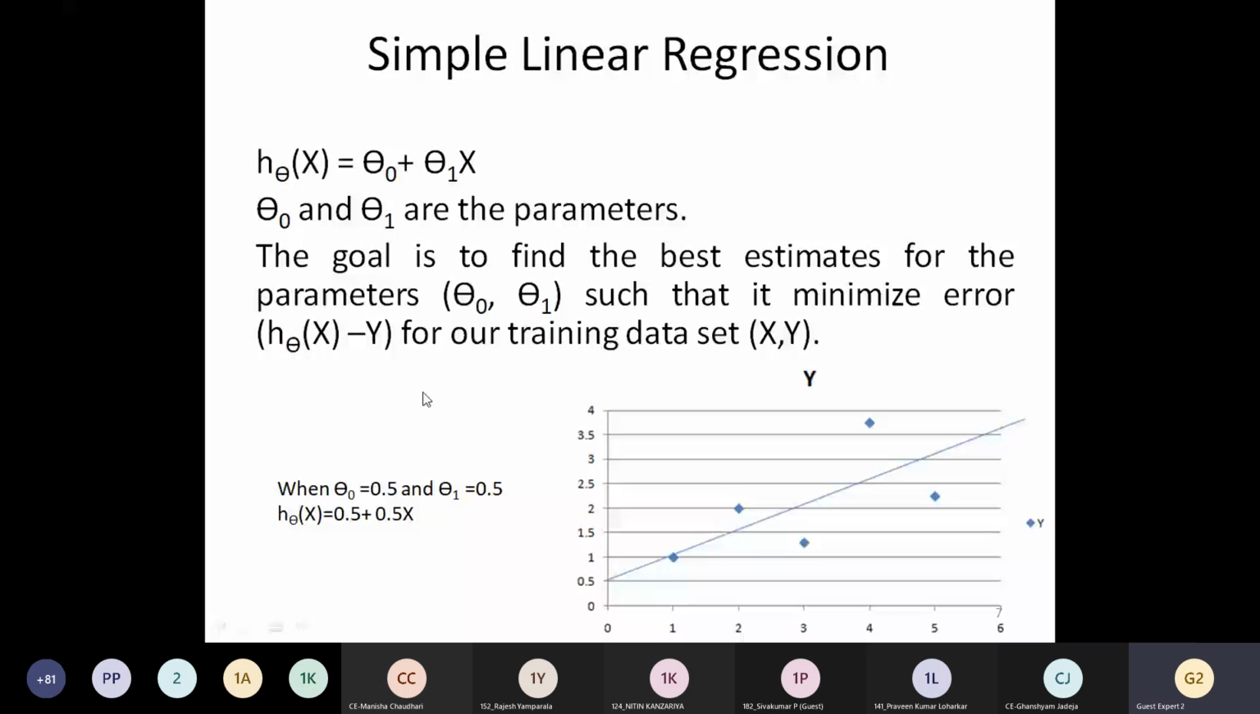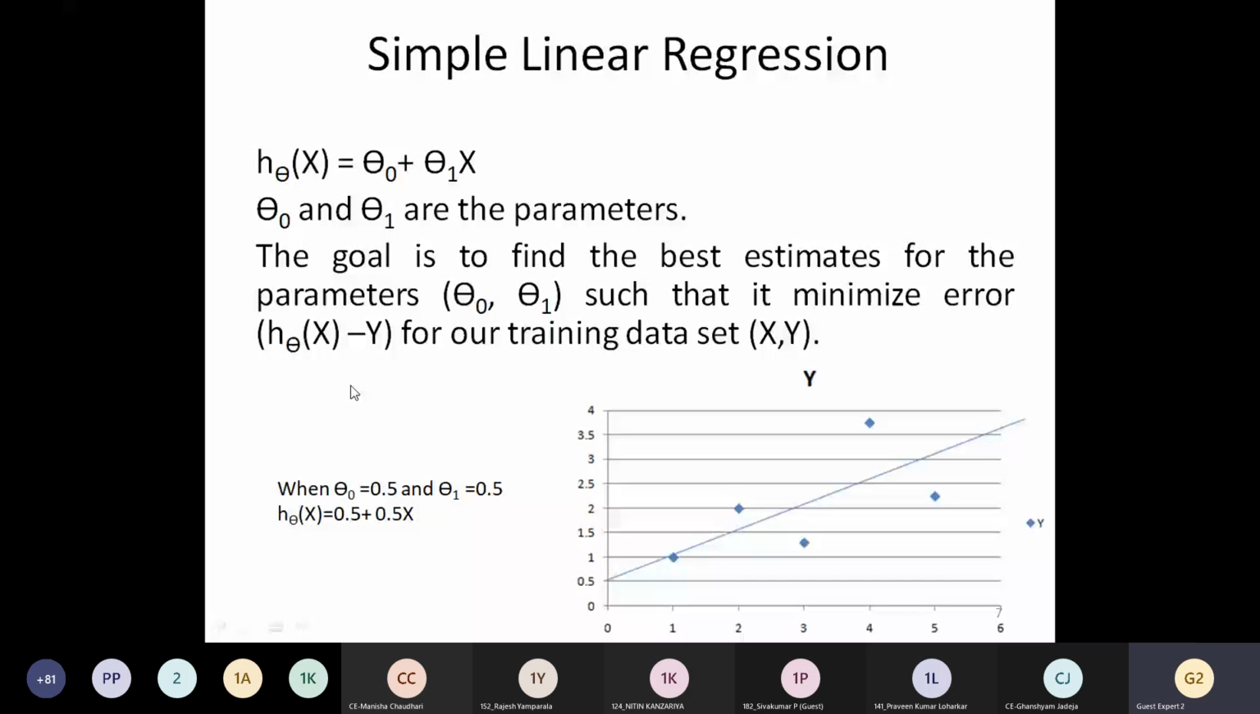Now, let's assume that the second data point is (2, 2). The x value is 2, the y value is also 2 for the second data point. Now for this, if I want to predict, I have to put x equal to 2 in my model. So 0.5 plus 0.5 into 2, that is equal to 1.5. So our predicted value is 1.5 and the actual value is 2. So the error is 0.5.